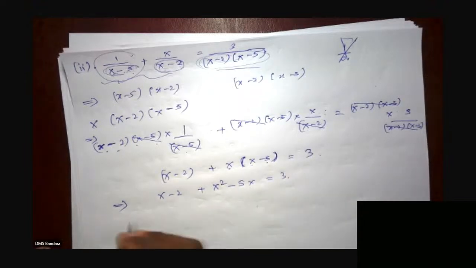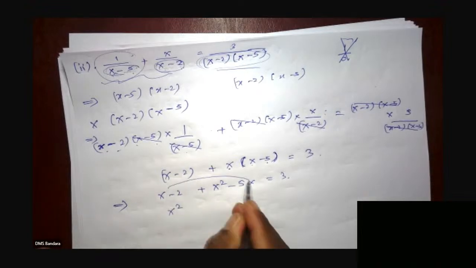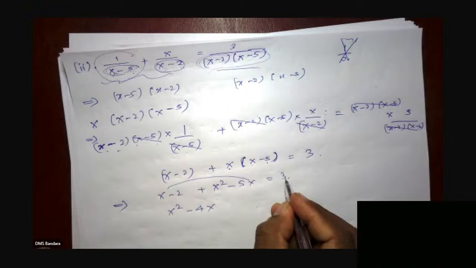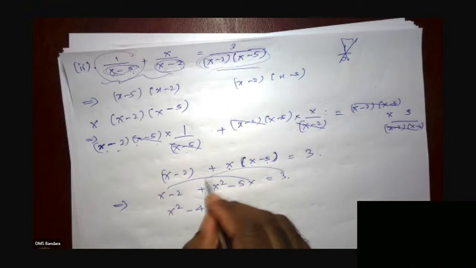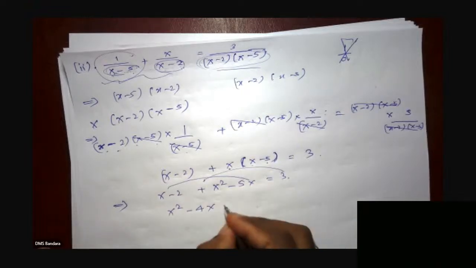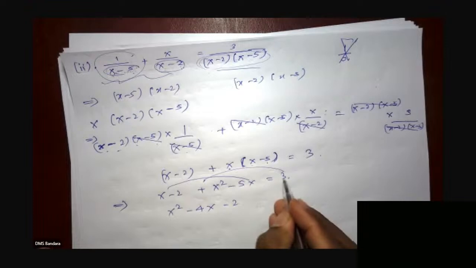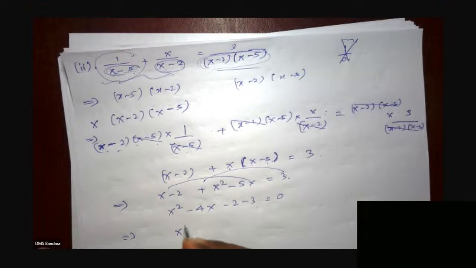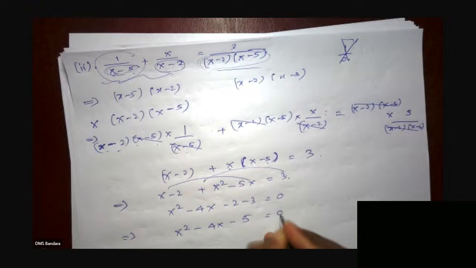Then we can rearrange it like a quadratic equation: x squared, this part minus 4x. Then we take 3 to the left side, minus 2. When it goes to the left side, it becomes minus 3 equals 0. Now it is x squared minus 4x minus 5 equals 0. You got it?